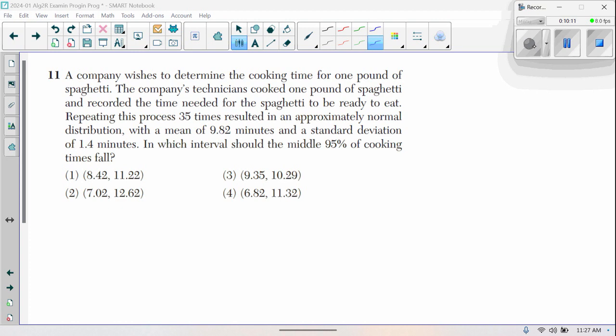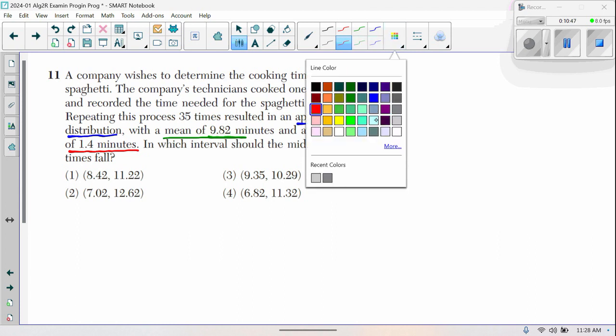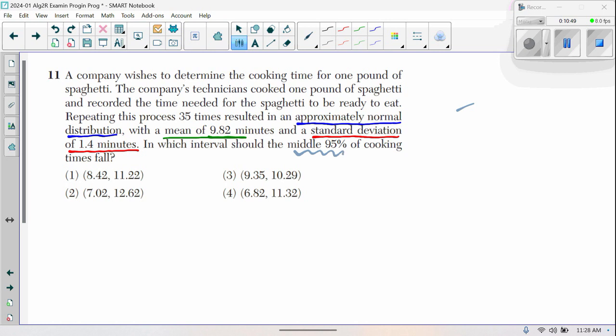A company wishes to determine the cooking time for 1 pound of spaghetti. All right. The company's technicians cooked 1 pound of spaghetti and recorded the time needed for the spaghetti to be ready to eat. Repeating this process 35 times resulted in an approximate normal distribution with a mean of 9.82 and a standard deviation of 1.4. Which interval could represent the middle 95%?